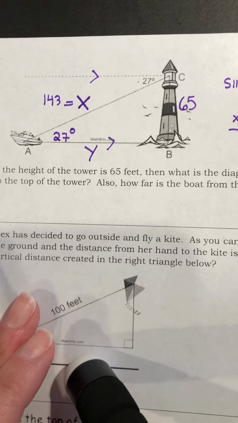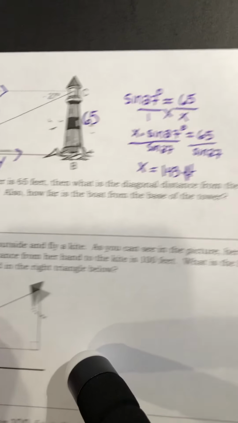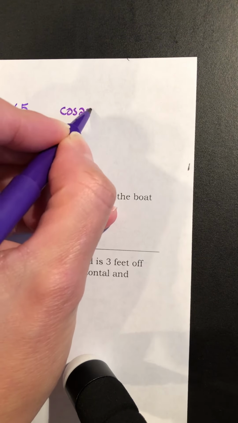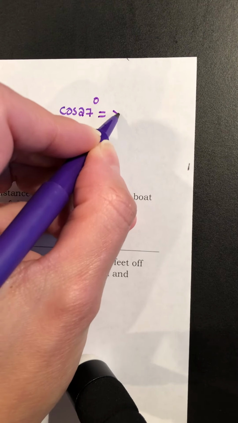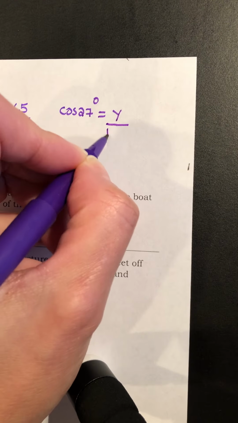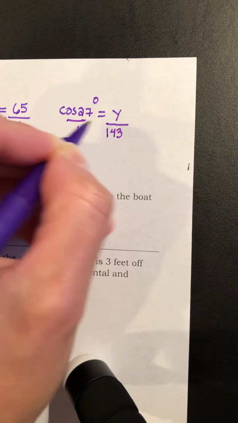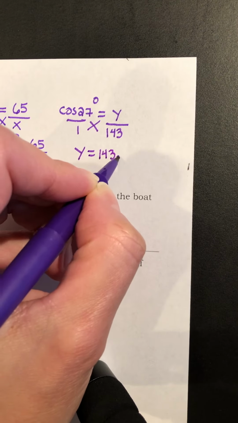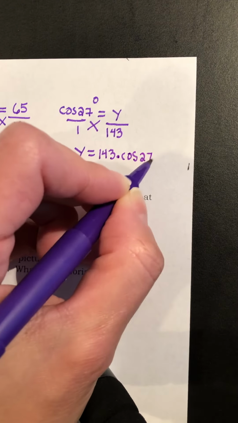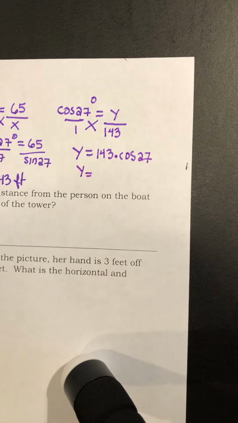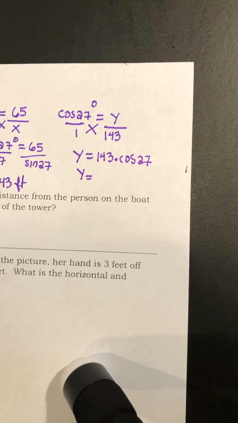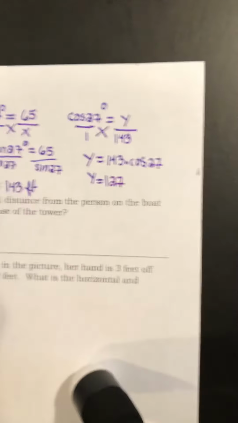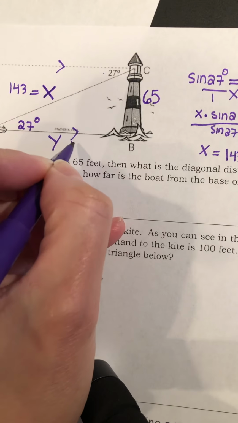So let's use the cosine formula. So let's use the cosine of 27. So I'm going to come over here and say the cosine of 27 equals adjacent, which is Y, over the hypotenuse that we just found of 143. Again, I'm going to cross multiply, form a proportion, get that Y is equal to 143 times the cosine of 27. And after I type that in my calculator, I will get 127 feet.